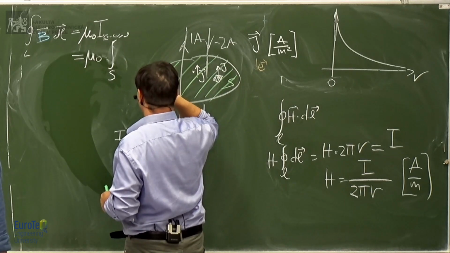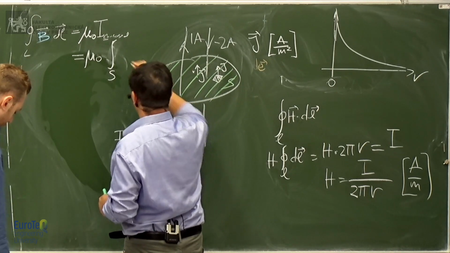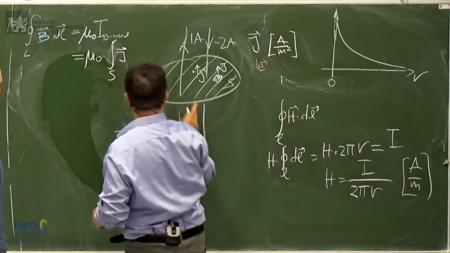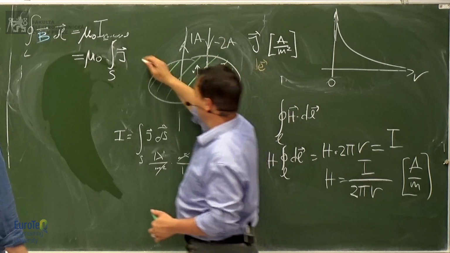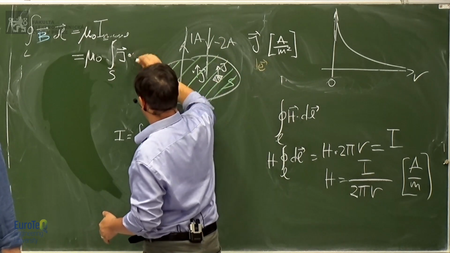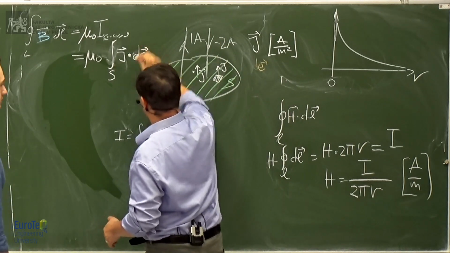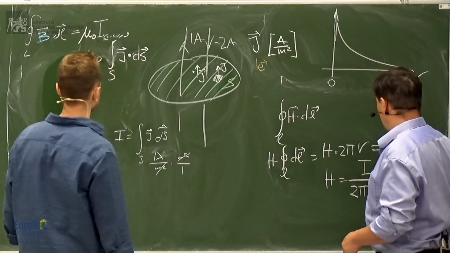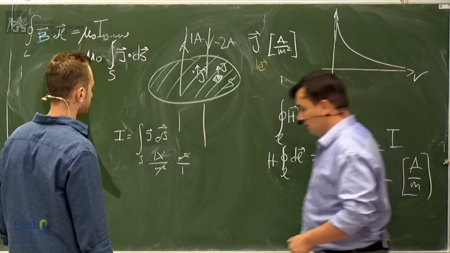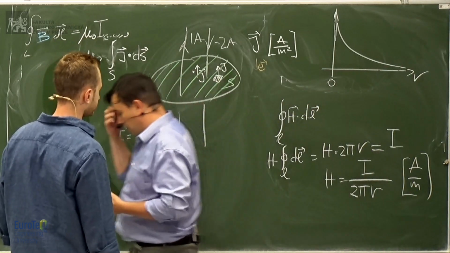Yeah. Of what? The current density crossing this surface. Yeah, orthogonal to the surface. Exactly. The S. Okay. And that works fine. It gives you the opportunity to calculate the magnetic field.